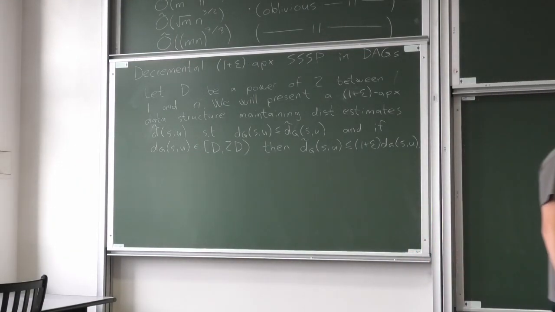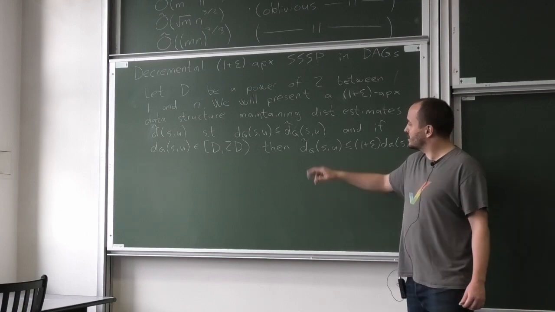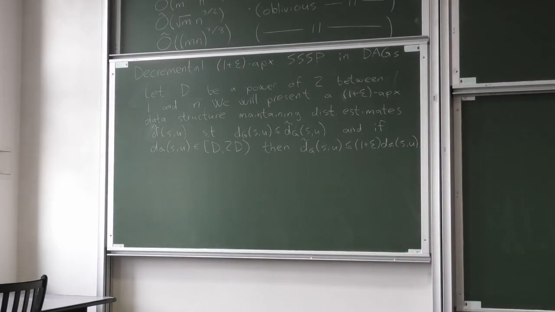So let's say we maintain all these logarithmic number of structures. How would you then get an estimate so that no matter what the true distance is, you always get something that is at least as large as the true distance and at most 1 plus epsilon times the true distance? You see how to do that?